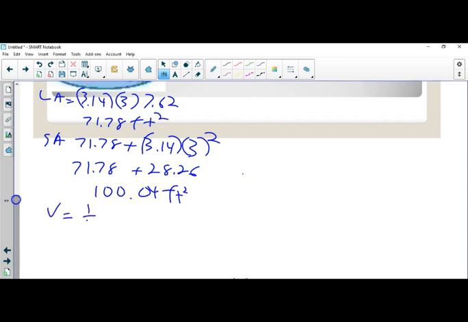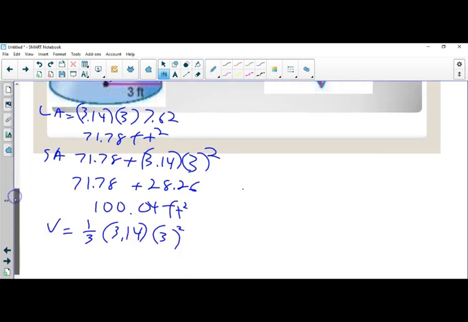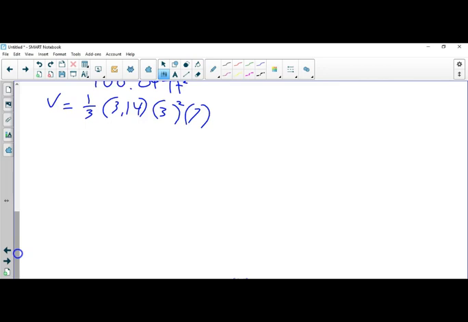And volume is 1/3 pi r squared, and that's 3 squared, times the height, which we said was 7. So remember, we do our squaring first. So 3 squared is 9, times 7 is 63. 63 times 3.14 divided by 3 is 65.94 cubic feet.